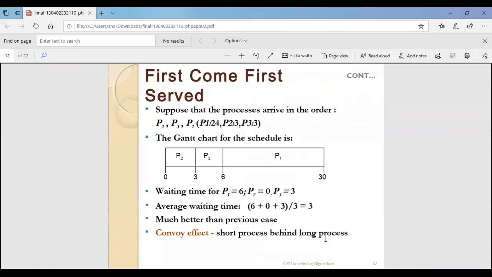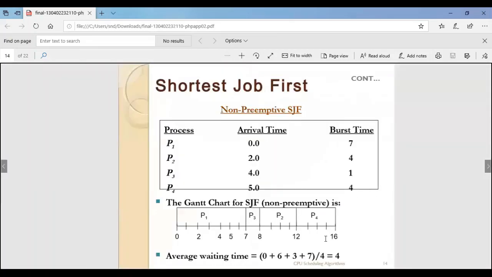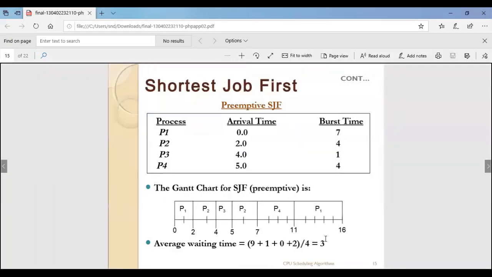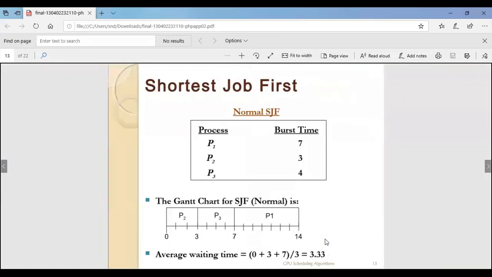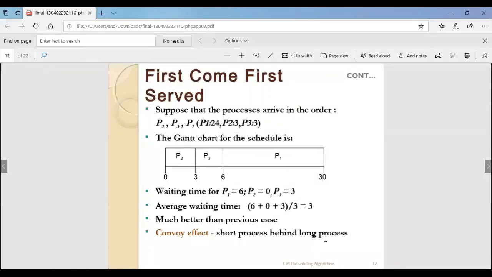Now turnaround time. So we'll solve the turnaround time here. Now what is turnaround time? Waiting time plus your execution time. So that is called a turnaround time. So we'll go for turnaround time.